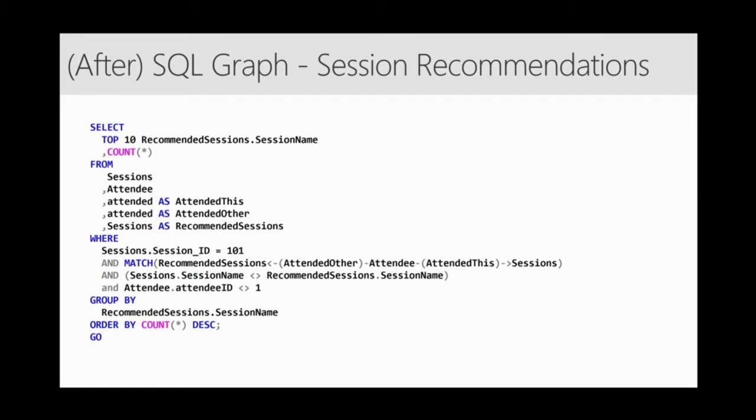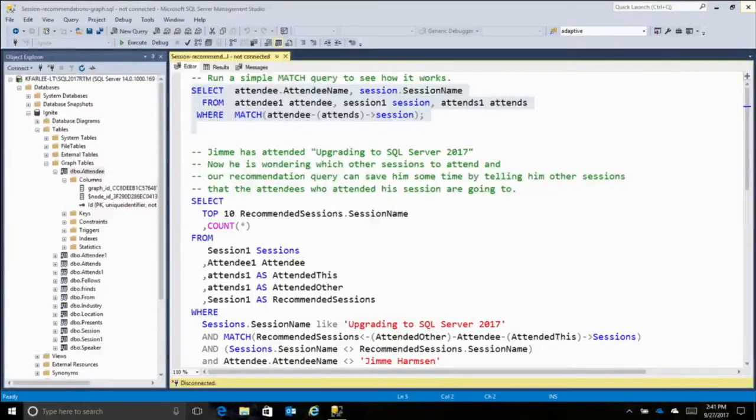So now I have a demo. We're going to run a simple match query to see how it works. This is select attendee.attendee name, session.session name from attendee and session with attends. So you've got the two nodes and the edge, where you have a match of attendee attends session. So this is every session that everyone attended.